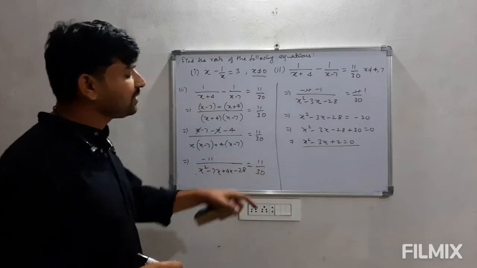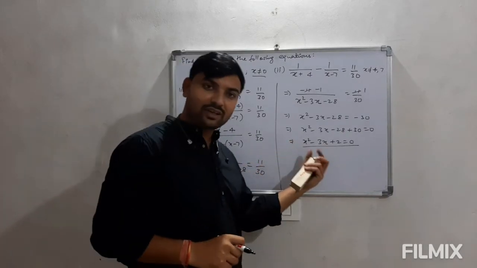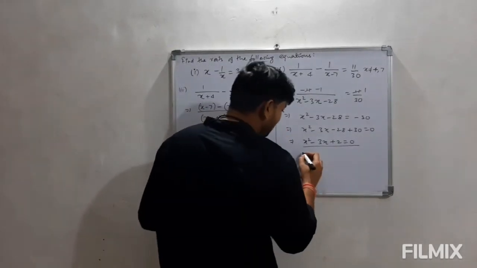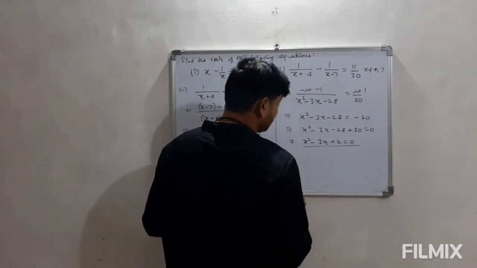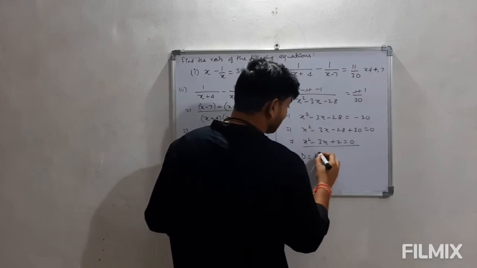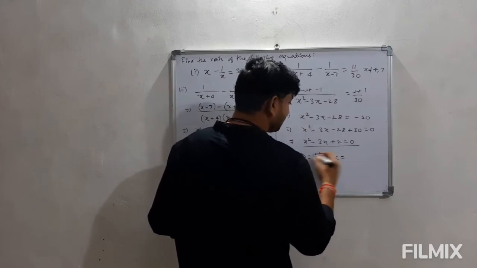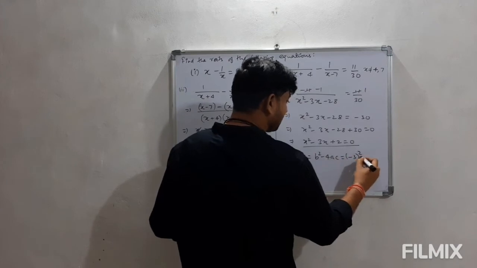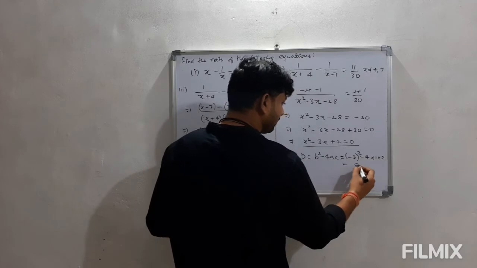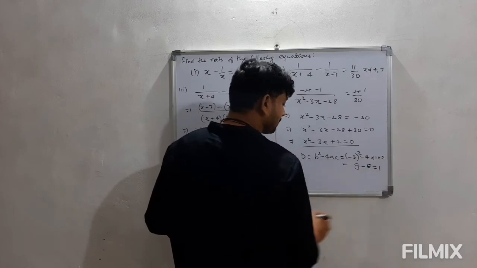Now this is a very simple equation which can be solved by factorization also. So we can use any method. Let me try to solve this by quadratic formula. First of all, find out the discriminant, that is b square minus 4ac. So minus 3 square minus 4 into 1 into 2. So what we are getting here, 9 minus 8, that is equal to 1.